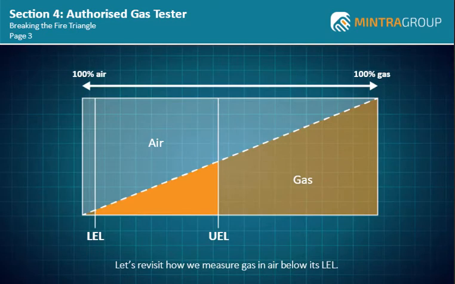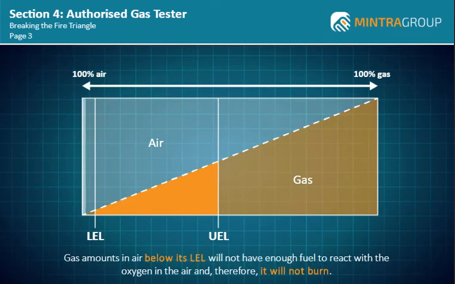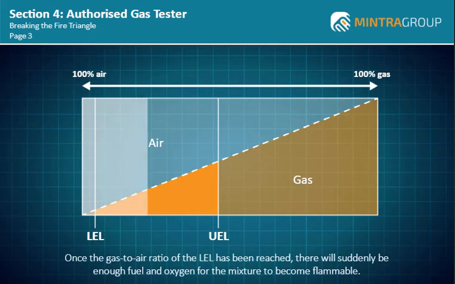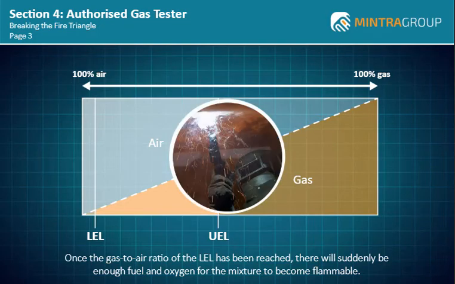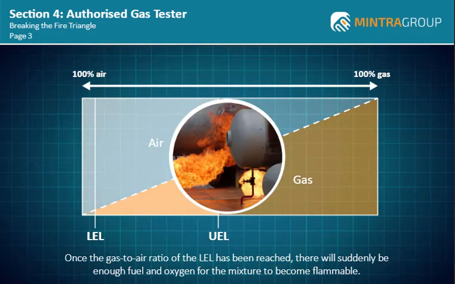Let's revisit how we measure gas in air below its LEL. Gas amounts in air below its LEL will not have enough fuel to react with the oxygen in the air, and therefore it will not burn. However, once the gas-to-air ratio of the LEL has been reached, there will suddenly be enough fuel and oxygen for the mixture to become flammable. If a source of ignition is present, then a fire will start.